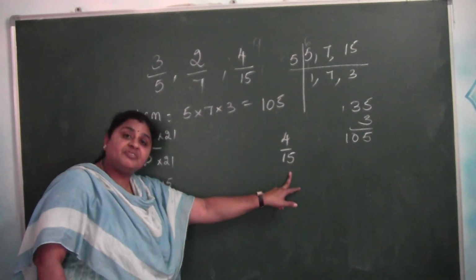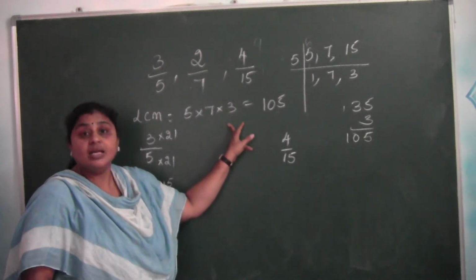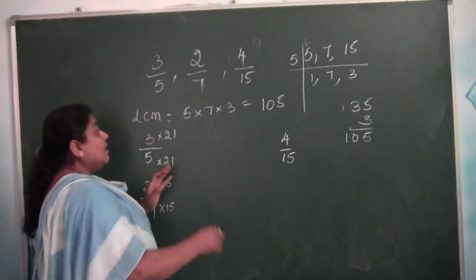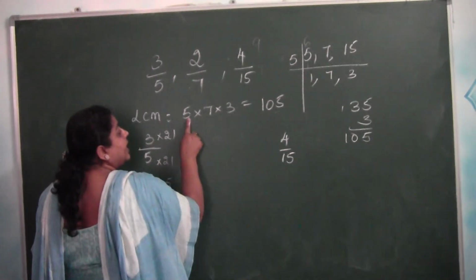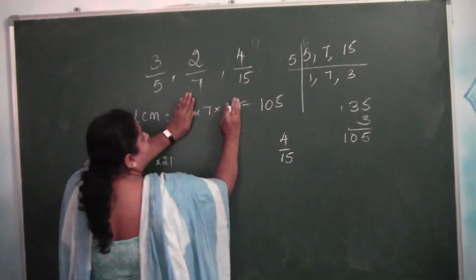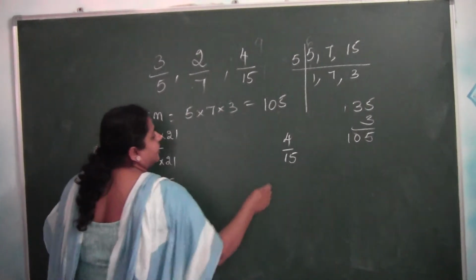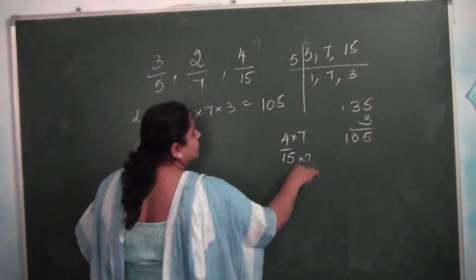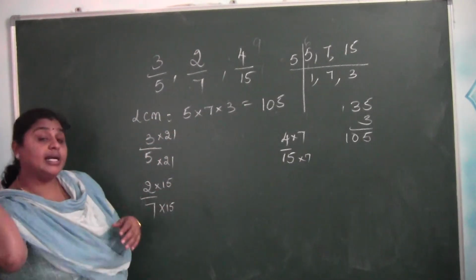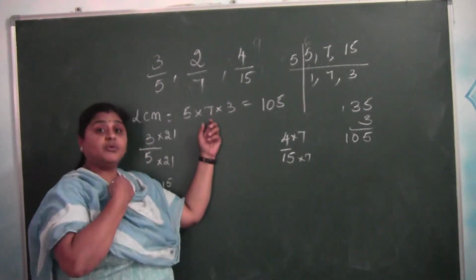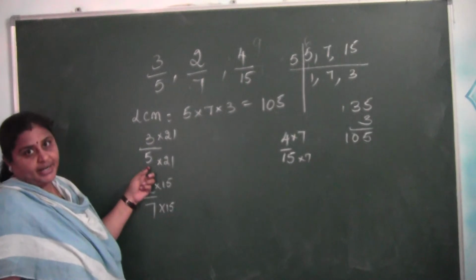My denominator is 15. But here, do I have 15? No. Now, which two numbers do you multiply to get 15, children? 3 and 5. So what I am doing is closing 5 and 3. What is the number left over? 7. Multiply by 7. Very simple. So with which number you have to multiply, you will get it from here only. You don't need to scratch your brains. Very easy. Just compare the given denominators.